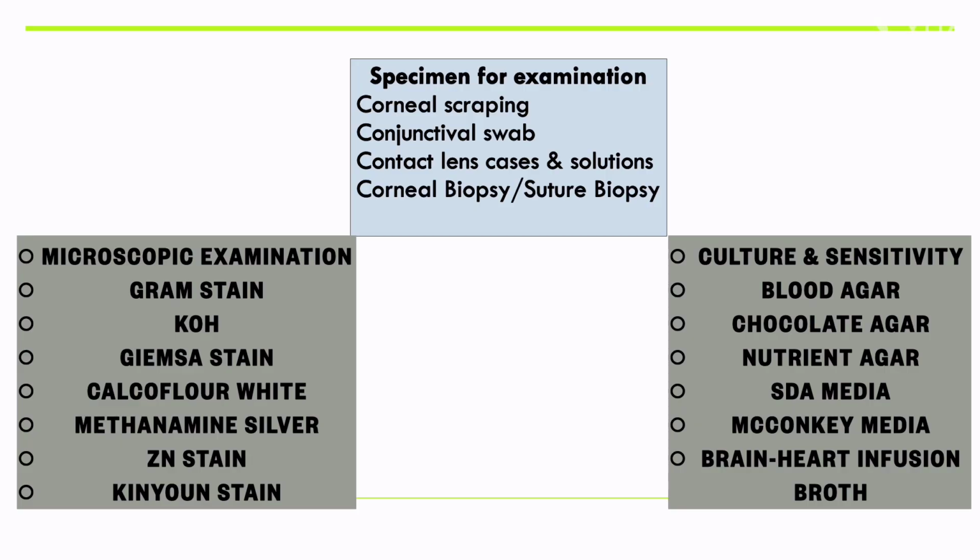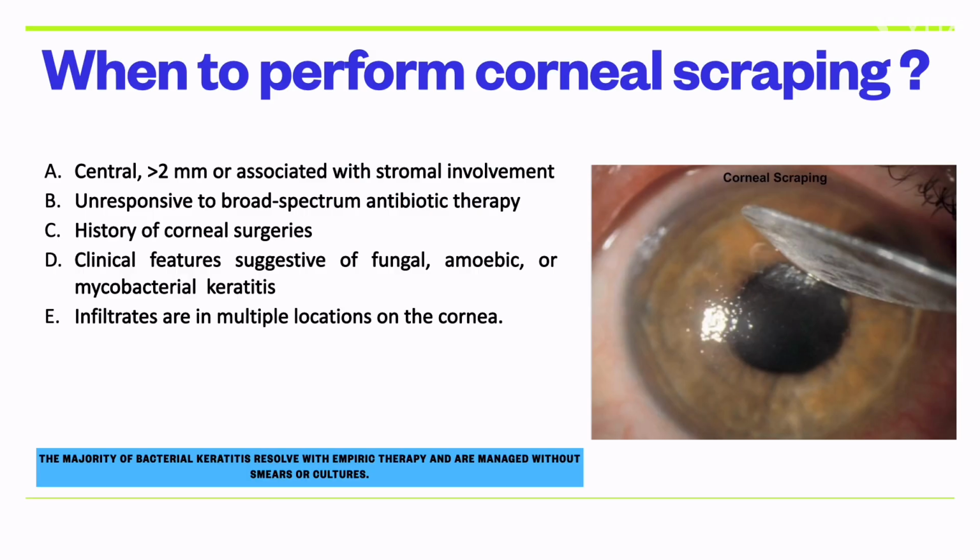The specimen should also be cultured. Blood and chocolate agar support bacterial growth. Sabouraud's dextrose agar is used for fungi, and additional media or broth may be selected when Acanthamoeba, anaerobes, or unusual organisms are suspected. Culture and sensitivity help confirm the organism and guide targeted therapy.